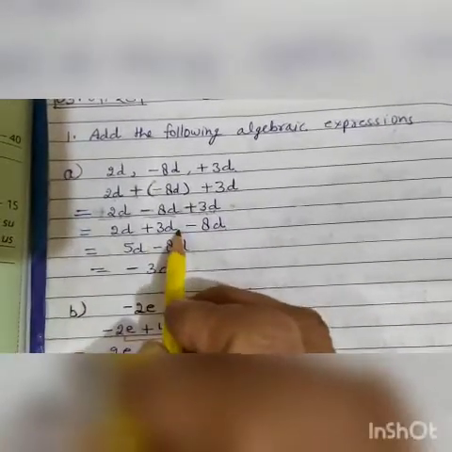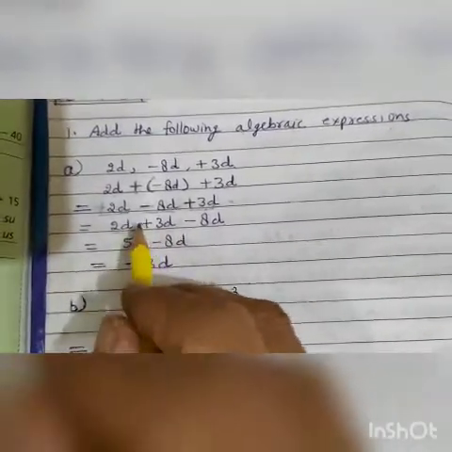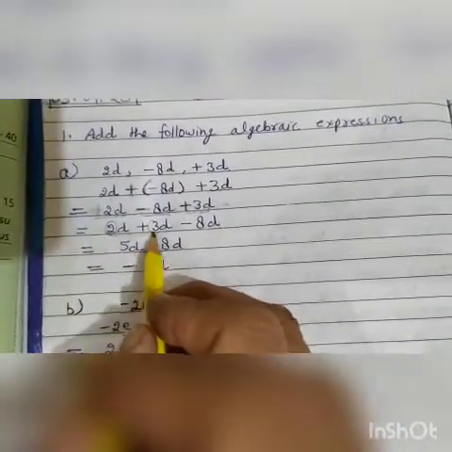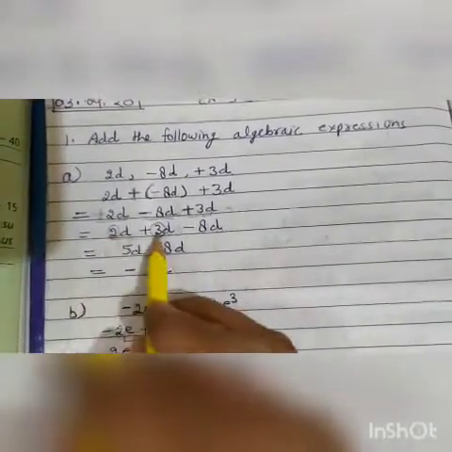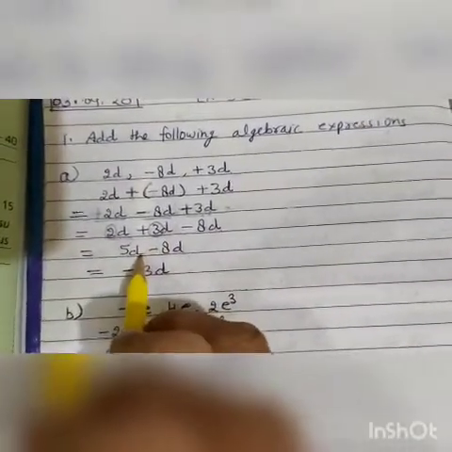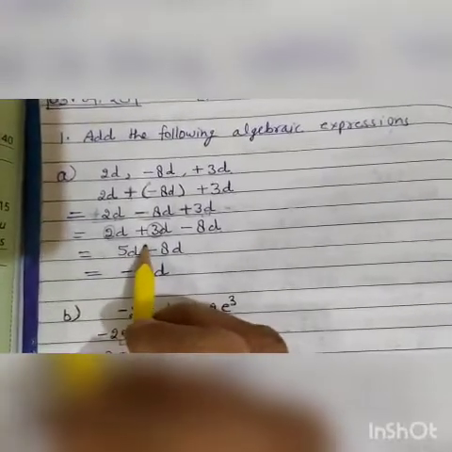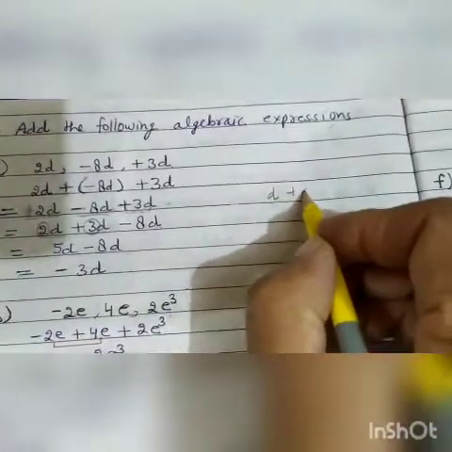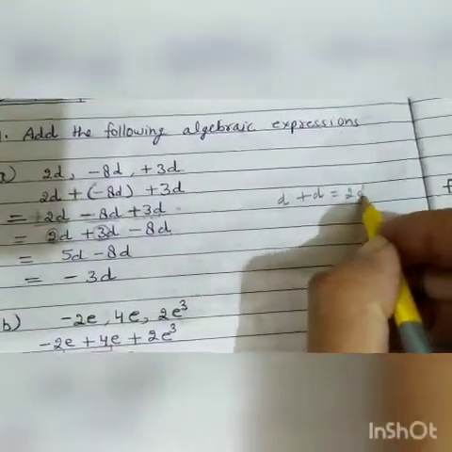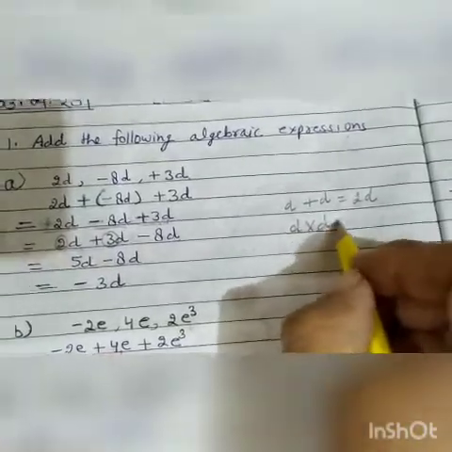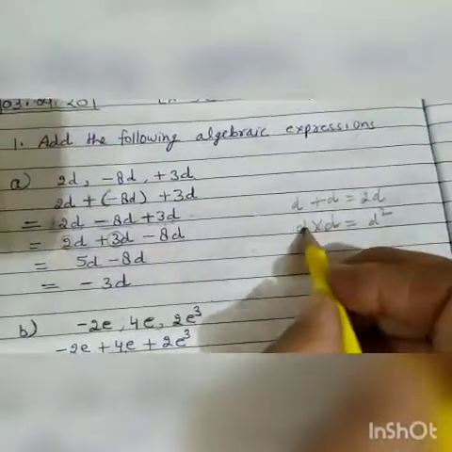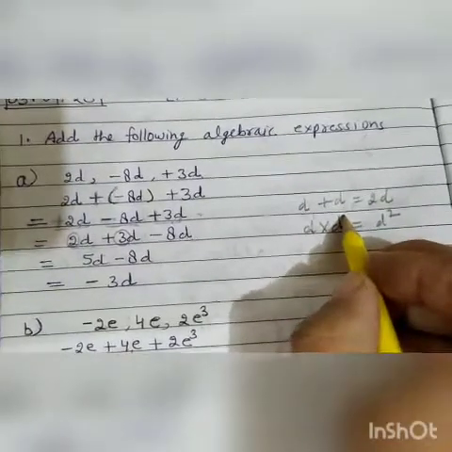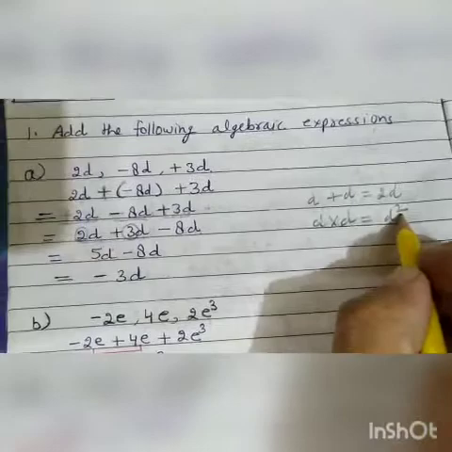Now 2d plus 3d. We will add these terms. When we add any like terms, any two like terms, we will add or subtract only the numerical coefficients. 2 plus 3 is 5, and d will be written as it is. No change in power. We cannot write it as d squared. If we write d plus d, students, then it will be 2d. But if we write d multiply d, it will be d power 2. This d will be considered as d power 1, and this d also as d power 1. So it will become d power 2, or d square.